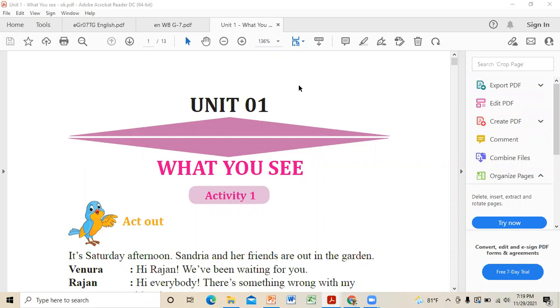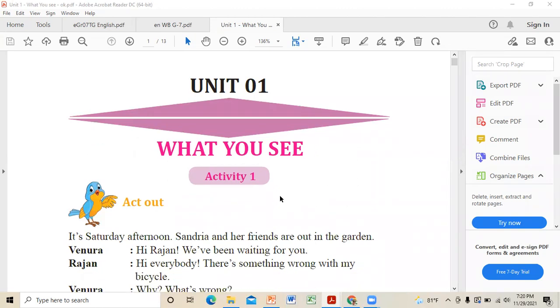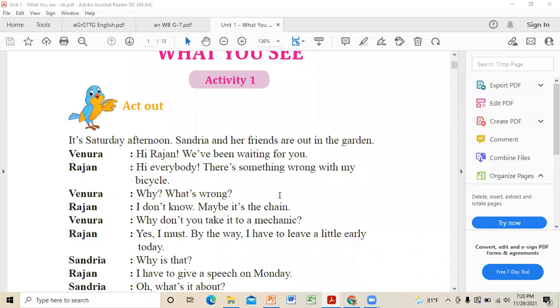In the pupils book, you might have gone through this. This is unit 1. And under unit 1, what we are going to do today first is activity 1, right? So what is unit 1? What you see, right? So the first activity we are going to do now. If you have your books, I think all of you have books, you can turn to this page, right? In activity 1, what we have is an act out. So what are we going to learn from this activity, right?